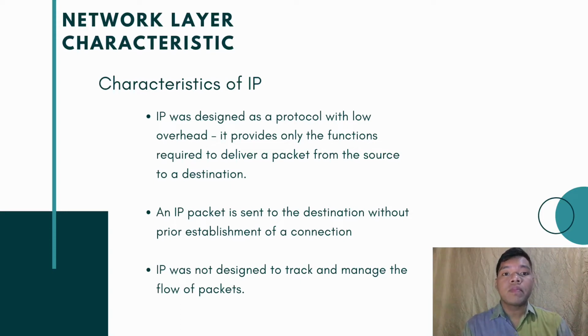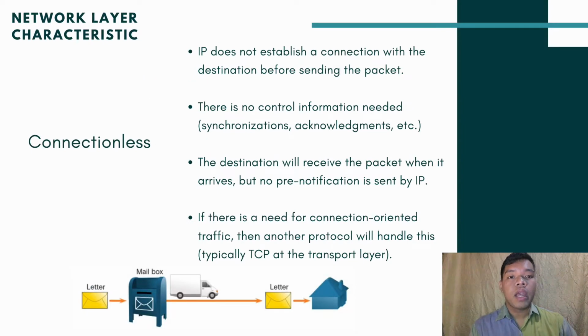IP is meant to have low overhead and may be described as: first, connectionless; second, best effort; and third, media independent. Connectionless. IP does not establish a connection with the destination before sending the packet. There is no control information needed, such as synchronizations, acknowledgements, etc. The destination will receive the packet when it arrives, but no pre-notification is sent by IP. If there is a need for connection-oriented traffic, then another protocol will handle this, typically TCP at the transport layer.